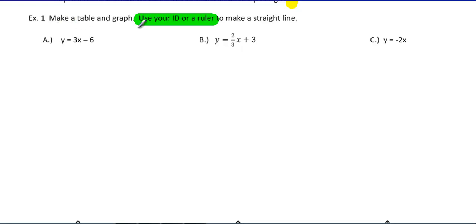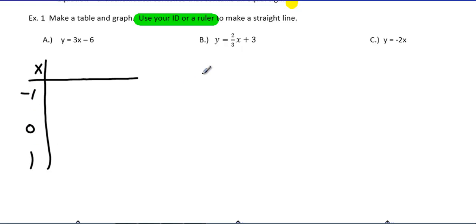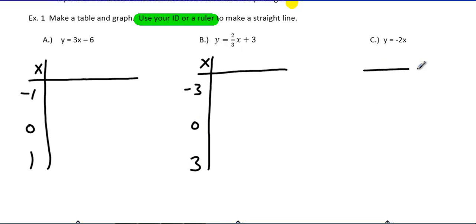We're asked to make a table and graph. We're given 3 equations, similar to what we saw yesterday in the notes, and we're going to make a table. Like we saw yesterday, the x values are our choice. Those are referred to as the inputs, or the domain. I choose -1, 0, and 1, unless we have a fraction, like in example B, where we would do -3, 0, and 3. Example C does not have a fraction, so I'm doing -1, 0, and 1.